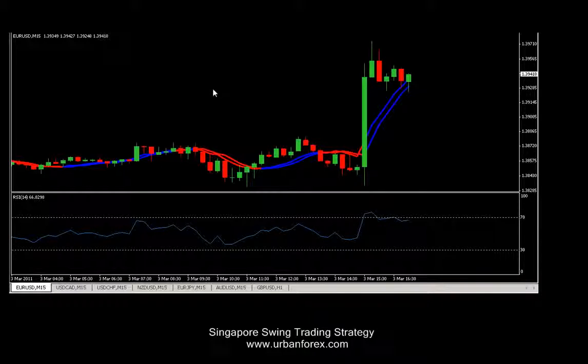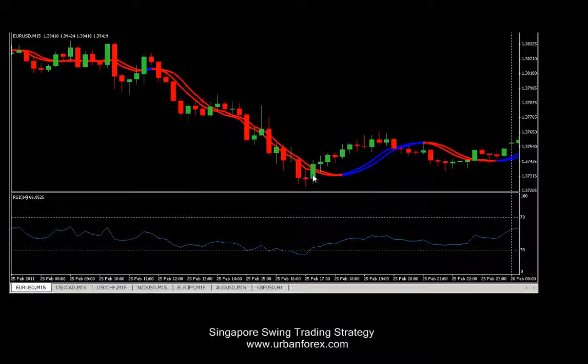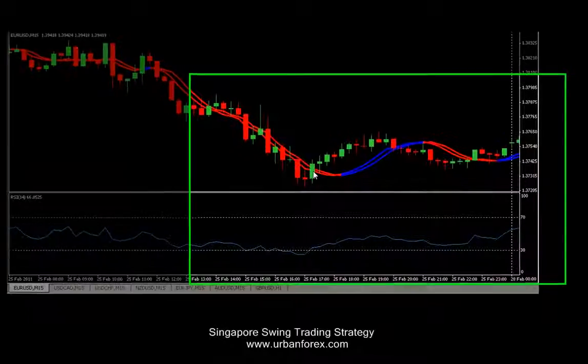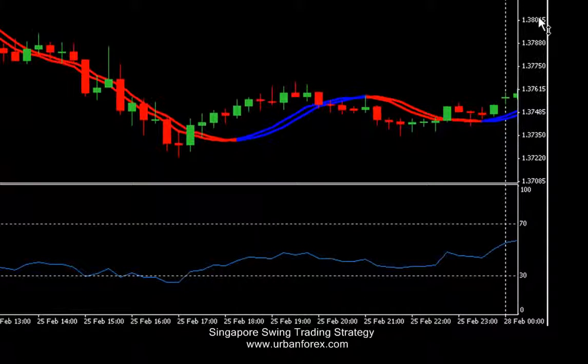Let's start with the buy example. Let's scroll back and find you one. Alright, here we have a buy example. You can see that the market was trending all the way down, giving us these two red moving averages, and you can see that down here our RSI closed or started turning down below the 30 level. Now once this happens, we want to look out for a candle to break above these red MAs, in this case we can see that this one did.